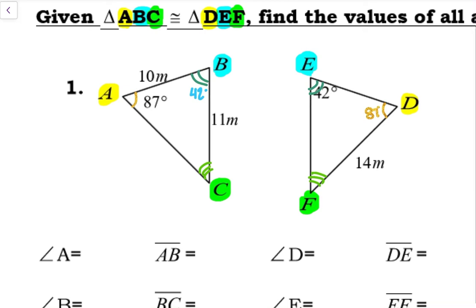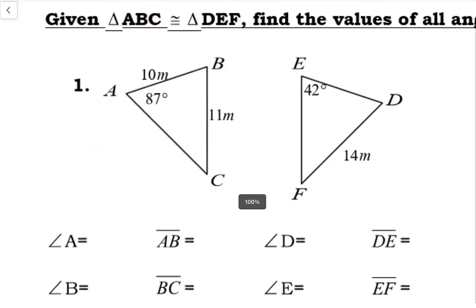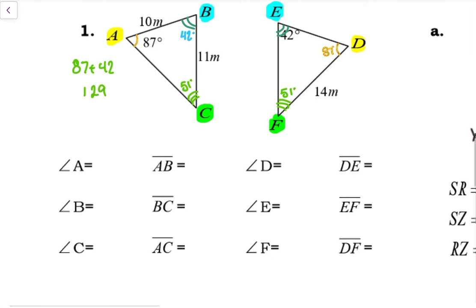In a triangle, I know that my angles all need to add up to 180 degrees. So I'm going to do 87 plus 42, and I get 129 when I do that. So how much more do I need to get to 180 from 129? Well, I need 51 more. So 51 and 51 are going to be C and F. So now I can fill that in all down here. A is 87, B is 42, and C is 51. On the other triangle, I have D is 87, I have E is 42, and F is 51. Cool.